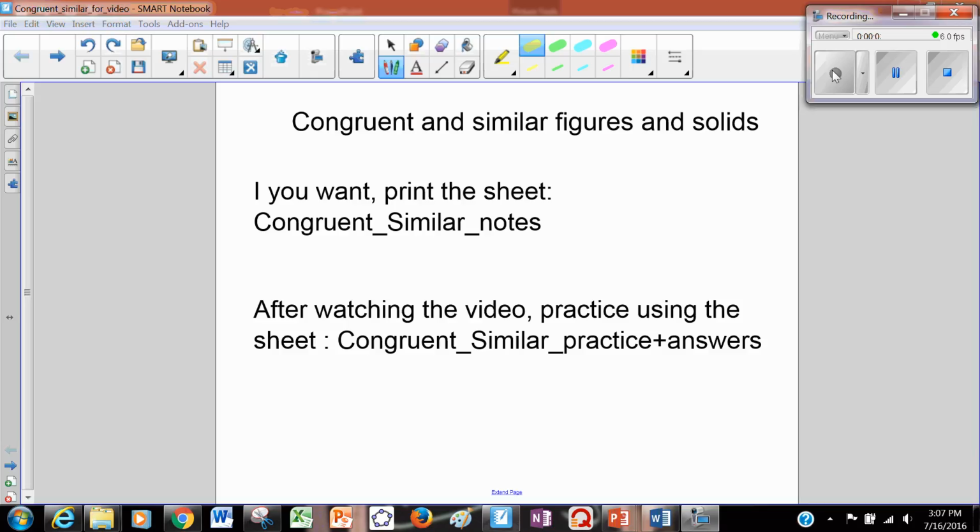So today I will talk about congruent and similar figures in solid. If you want, you can print the sheet congruent similar notes, and after watching the video you can practice using the sheet congruent similar practice and answer.